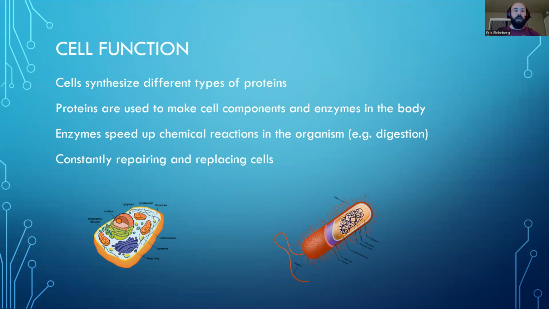And finally, one of the other major cell functions is that they're constantly repairing and replacing cells, so that they can grow and make sure to replace some of the dead cells or cells that wear out over time. Now, we're going to compare a mammalian cell that you can see here on the left with a bacterial cell. And these have very specific names: eukaryotes and prokaryotes.